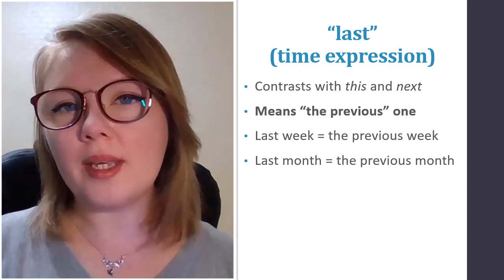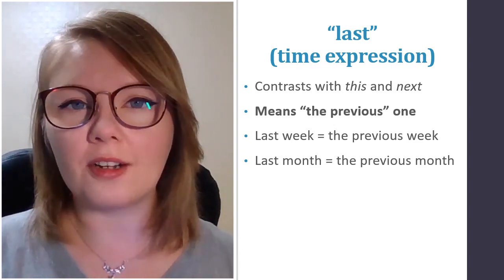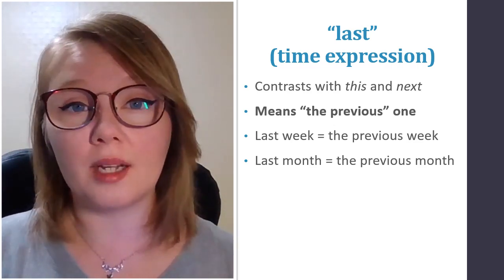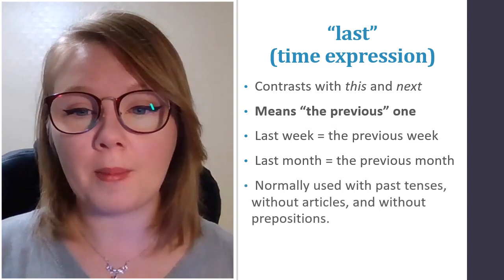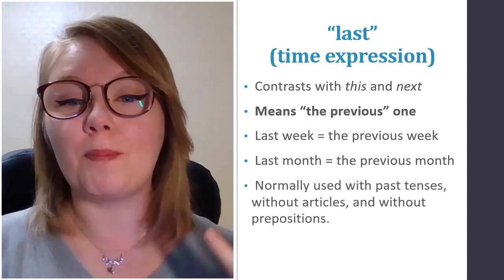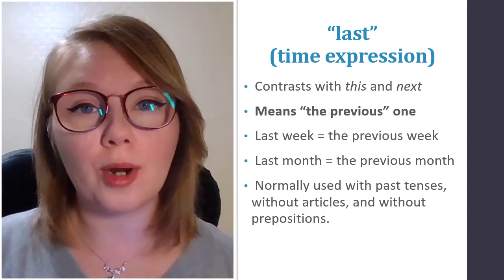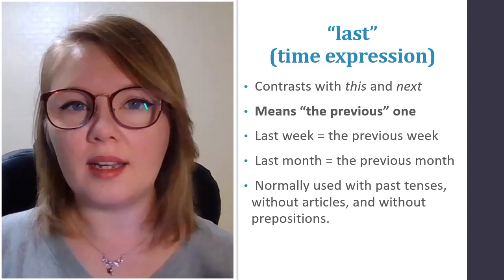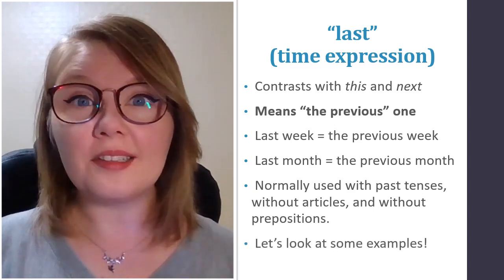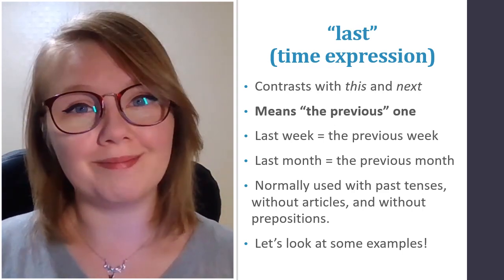Last month means the previous month. It is January, so last month is December, right? The previous month, the one before. Normally, we use this time expression with past tense, without articles, and without prepositions. And we'll see a contrast to this in our second example. But first, let's look at some examples of this familiar time expression.